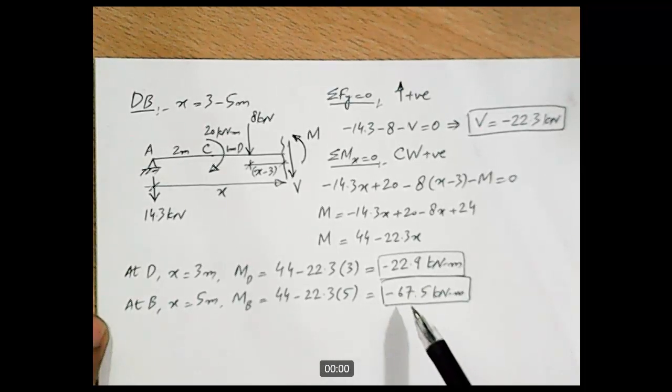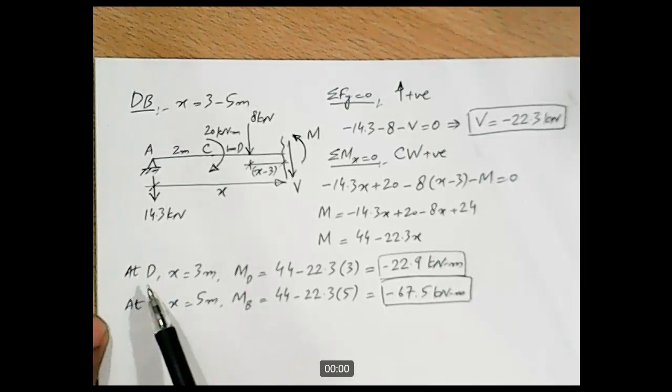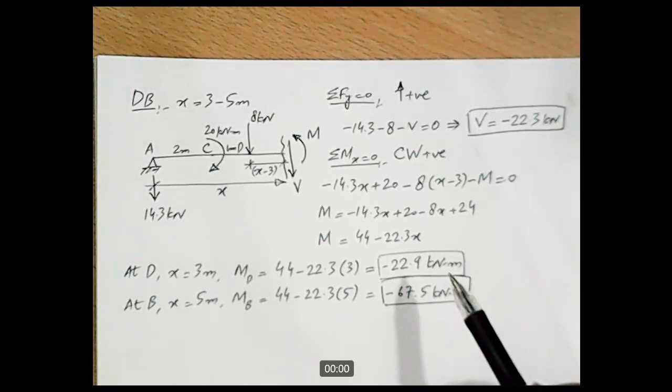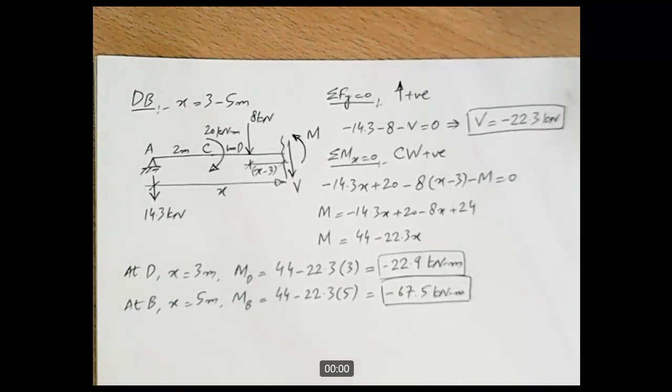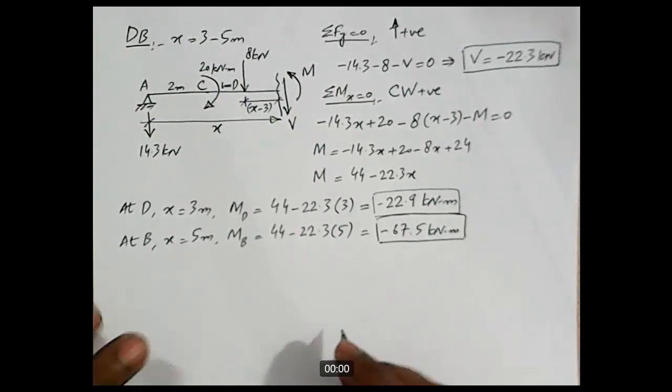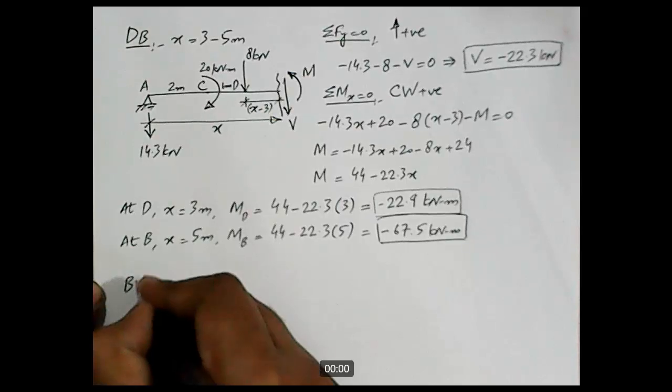An observation at this point is that at point D the value of moment is minus 22.9, and what about the previous value that came from portion CD? That was also equal to minus 22.9 kilonewton meter. So that verifies our idea that we described earlier, that for any point when there is no point moment, the value of bending moment remains same from both the sides. Okay, so this completes calculation for portion DB. Now the last portion BE.